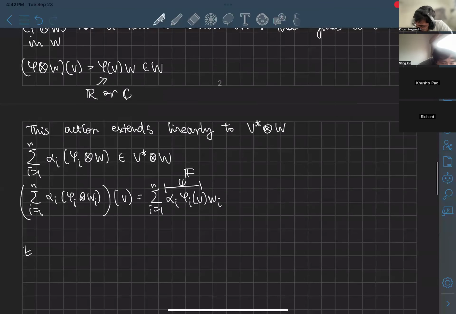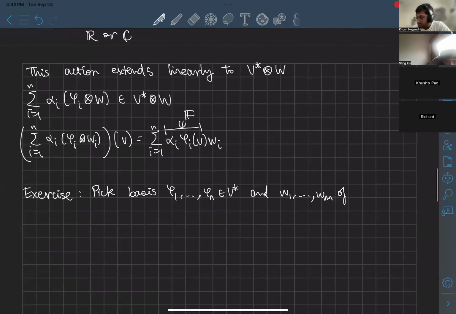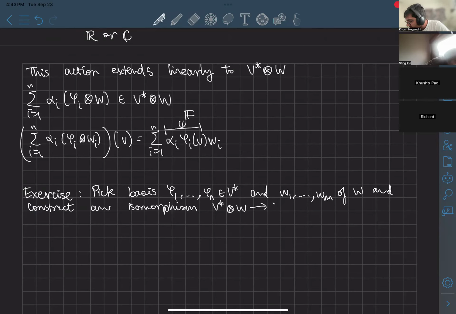And now it's an exercise. Pick bases phi 1 up to phi n of V star and w 1 up to w m of W, and construct an isomorphism from V star tensor W into the space of linear maps from V to W, given by the action above.